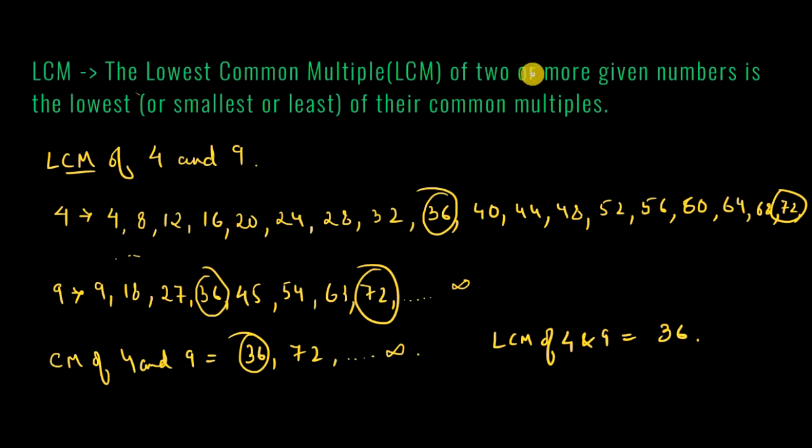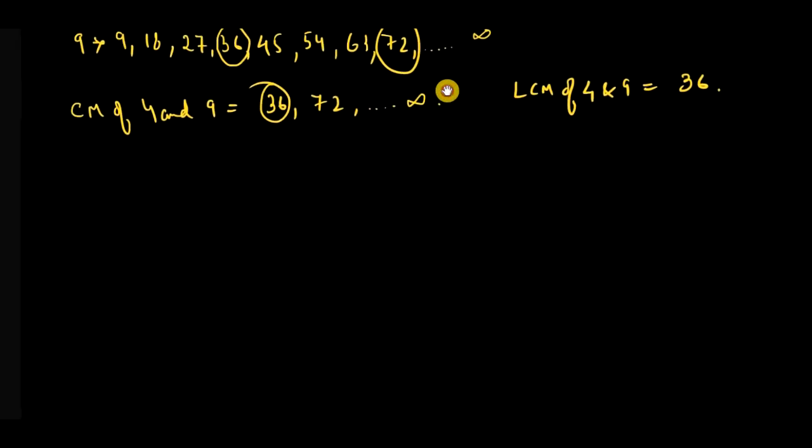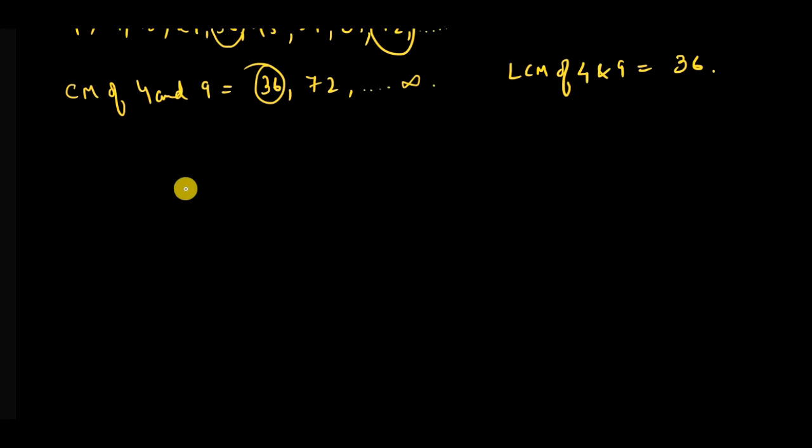And if I read the definition again, the lowest common multiple of two or more given numbers, say this LCM of 4 and 9, is the lowest of their common multiples. So of their common multiples, this is the lowest. So like HCF, we don't need to use this method to find the LCM. There's another method, a better method indeed. I'll teach you how. The working is similar to the prime factorization method, but it's not actually the prime factorization method.